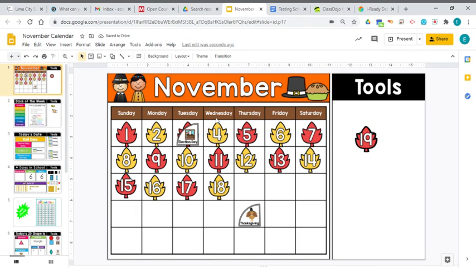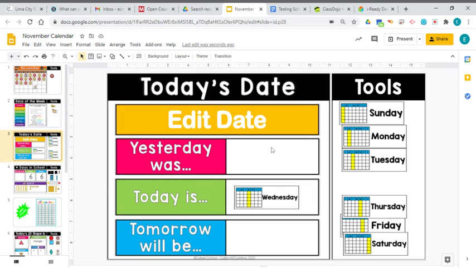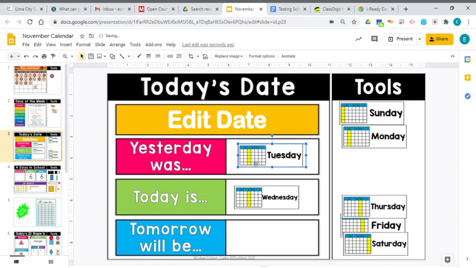So if today is Wednesday, and it is, we go back to find out what yesterday was. Yesterday already happened, right? Yesterday. So yesterday starts with a T. It's Tuesday. Yesterday was Tuesday. So let's go ahead and put that. Yesterday was Tuesday. Today is Wednesday.